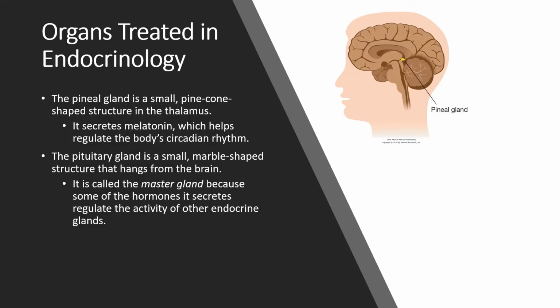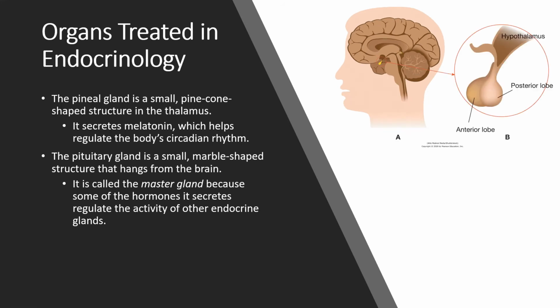The pineal gland is a small pine cone-shaped structure in the thalamus. It secretes melatonin, which helps to regulate the body's circadian rhythm. The pituitary gland is a small marble-shaped structure that hangs from the brain. It's called the master gland because some of the hormones it secretes regulate the activity of other endocrine glands.